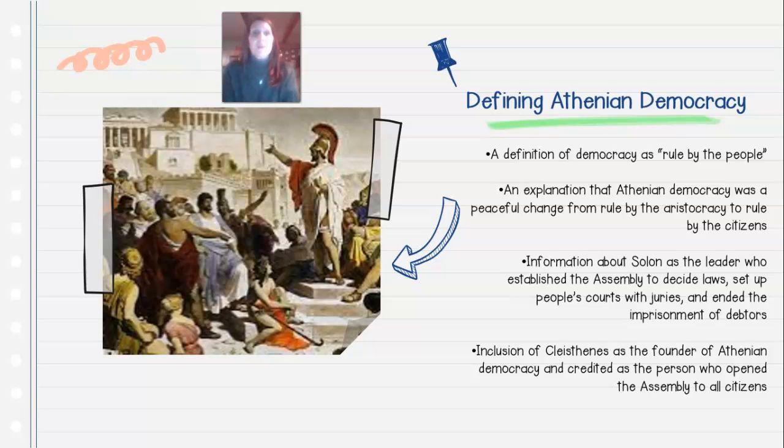So defining Athenian democracy, a definition of democracy as rule by the people, an explanation that Athenian democracy was a peaceful change from rule by the aristocracy to rule by the citizens, information about Solon as the leader who established the assembly to decide laws, set up people's courts with juries, and ended the imprisonment of debtors, and then inclusion of Cleisthenes as the founder of Athenian democracy and credited as the person who opened the assembly to all citizens.